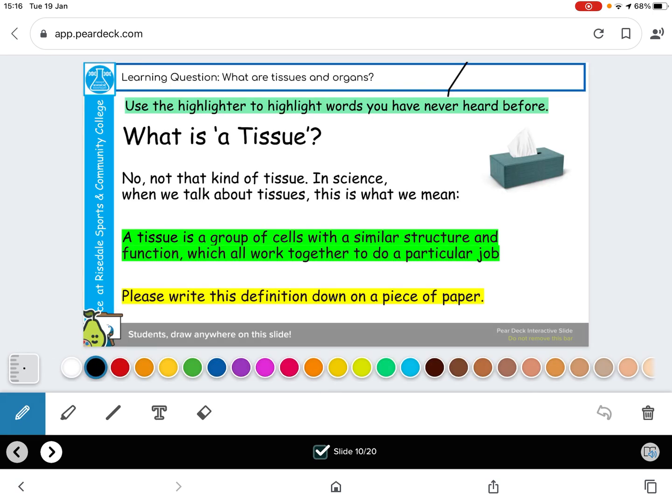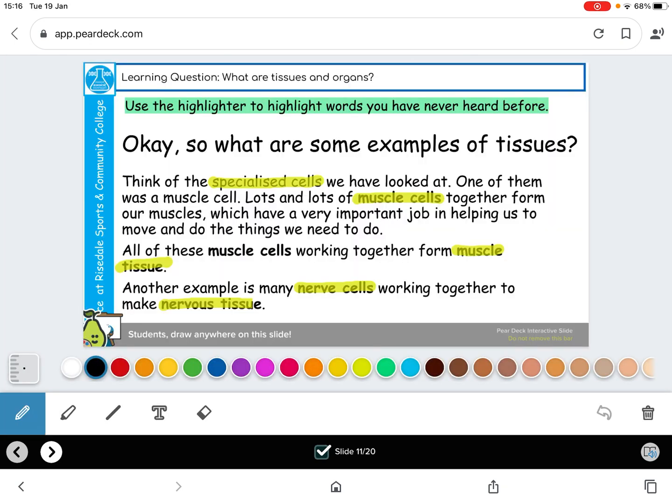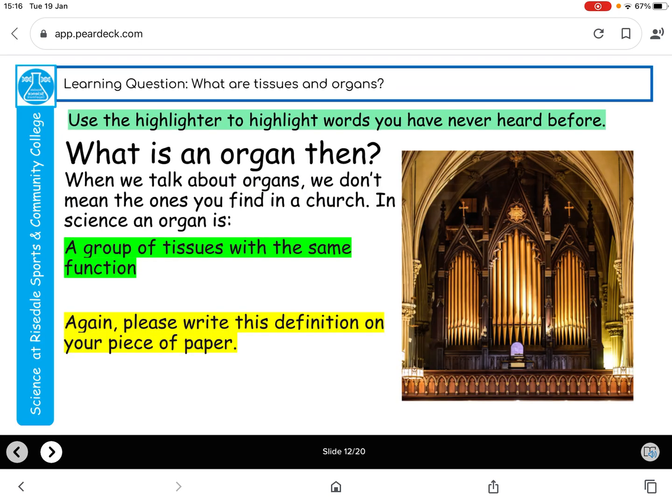But what do we mean when we talk about tissues and organs? So you are asked to write this green definition down. A tissue is a group of cells with a similar structure and function which work together to do a job. Okay, so if we think of some examples when we're looking at those specialized cells, we talked about muscle cells, which together form muscles, and they work together, these individual cells, to produce muscle tissue. Another example is nerve cells working together to make nervous tissue, like your brain.